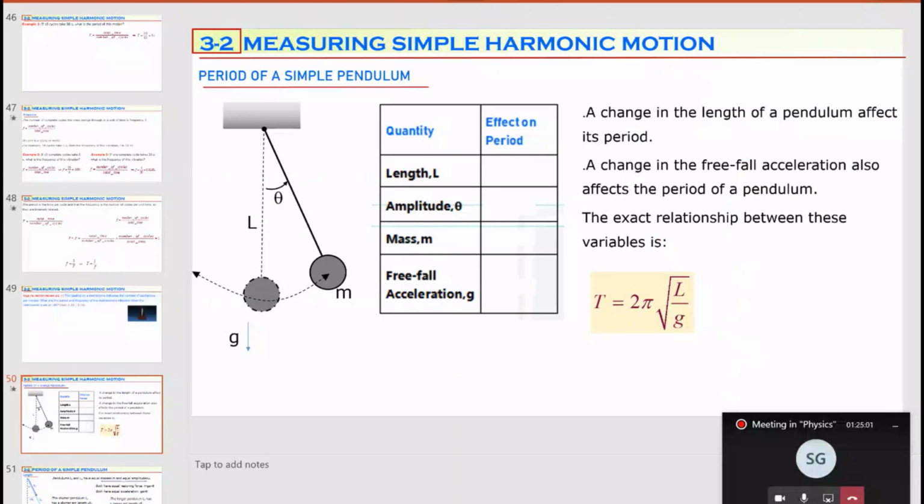First, we are going to check if length affects the period of a simple pendulum or not. I'm going to hold this. I prepared 2 pendulums for today's lesson. So this is a pendulum. Maybe in the laboratory you see this iron thing. This is a 50 gram mass. I suspended this 50 gram mass from a string.